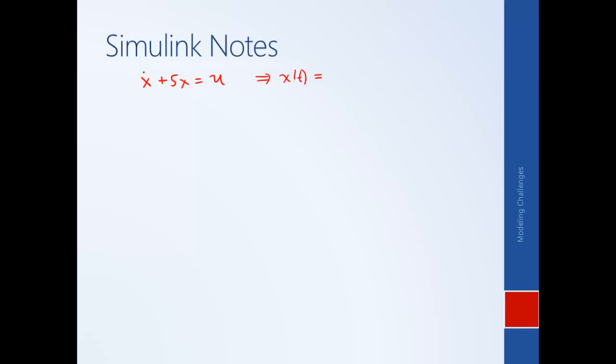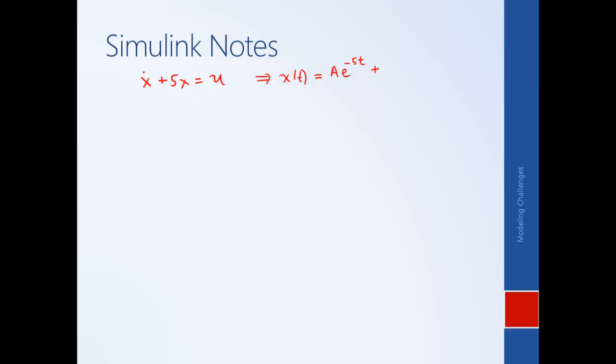The -5, since it's real, indicates the rate of decay. So we would expect that the solution x of t would decay like e to the minus 5t. Since there's no imaginary portion to the root, we would expect there to be no oscillation, where the imaginary part tells you the frequency of oscillation. So this is the homogeneous solution.